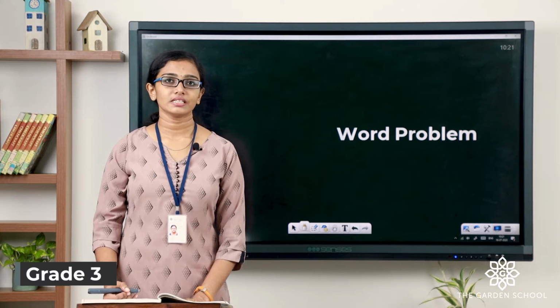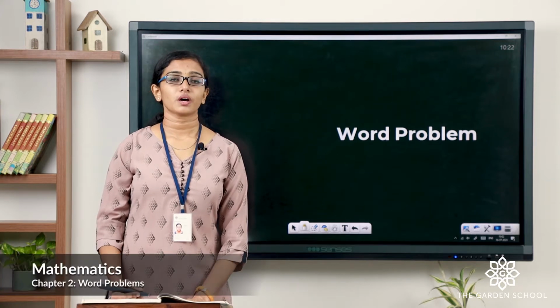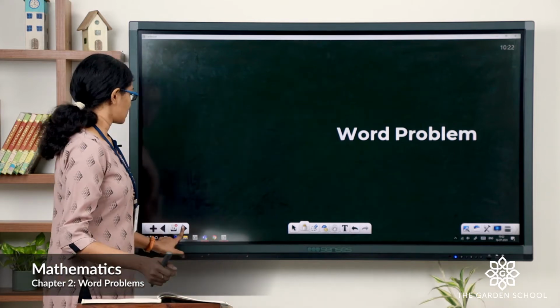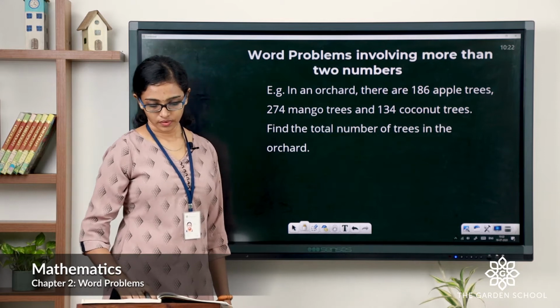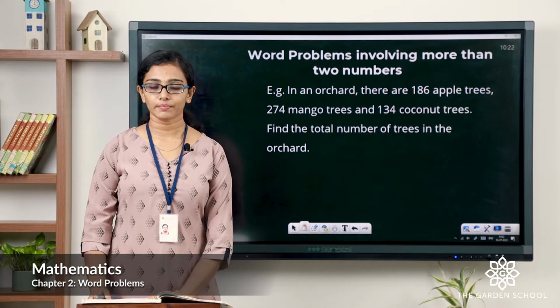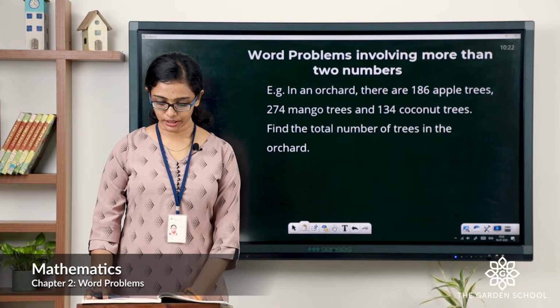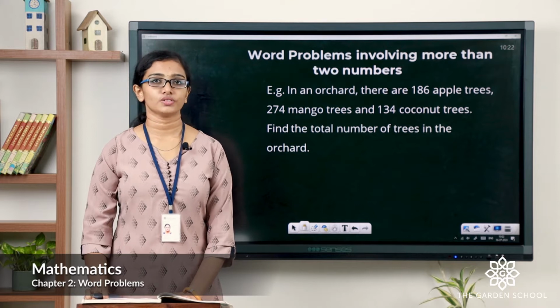In the previous classes, we have discussed word problems. Today, we will see word problems involving more than 2 3-digit numbers. Look at this example. In an orchard, there are 186 apple trees, 274 mango trees and 134 coconut trees. Find the total number of trees in the orchard.